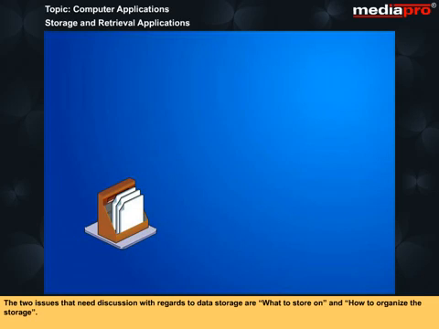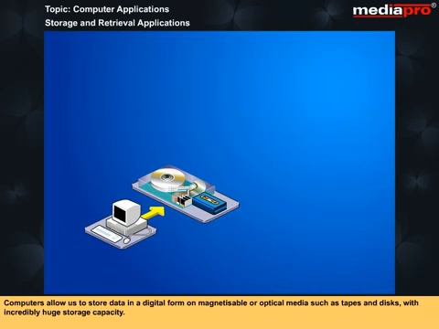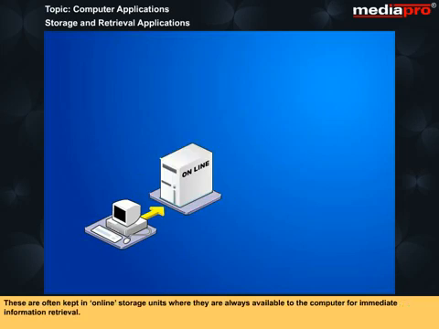The two issues that need discussion with regard to data storage are what to store on and how to organize the storage. Computers allow us to store data in a digital form on magnetizable or optical media such as tapes and disks with incredibly huge storage capacity. These are often kept in online storage units where they are always available to the computer for immediate information retrieval.